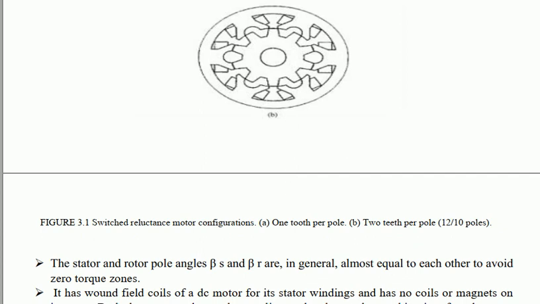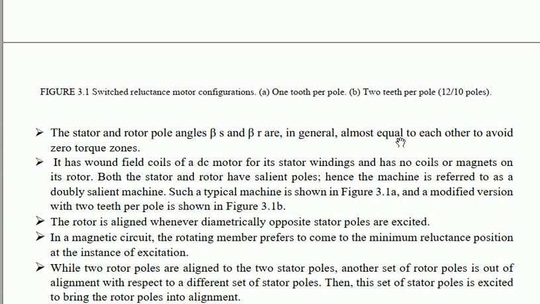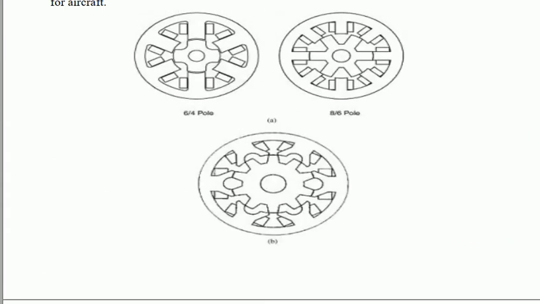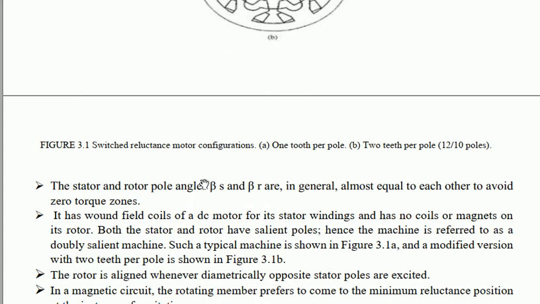This is the figure. The stator and rotor pole angles are beta S for the stator and beta R always for the rotor. They are in general almost equal to each other to avoid a zero torque zone.